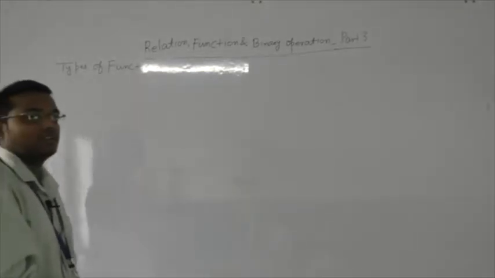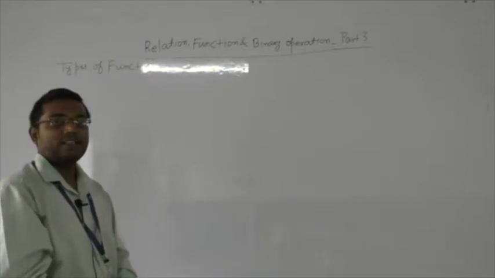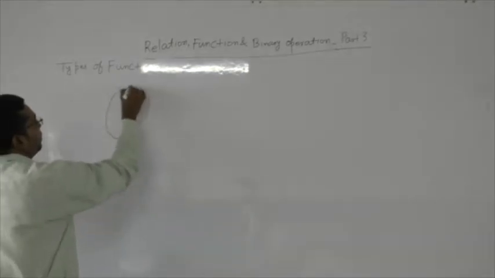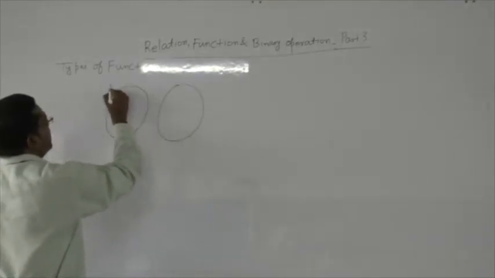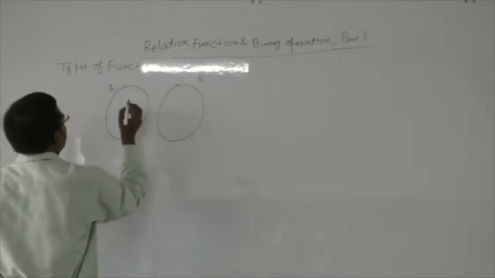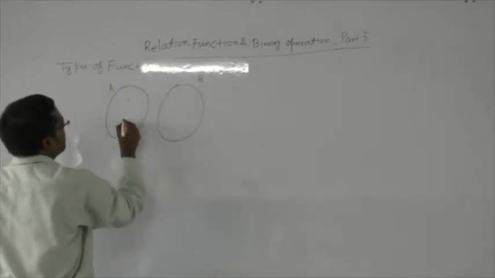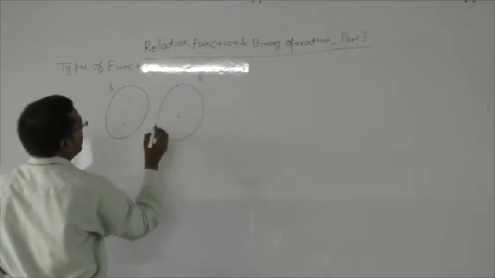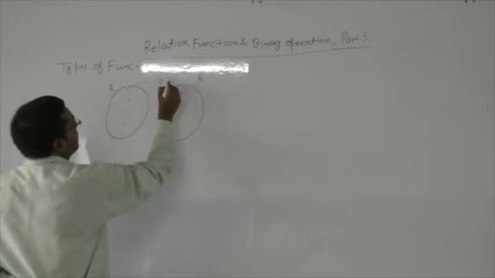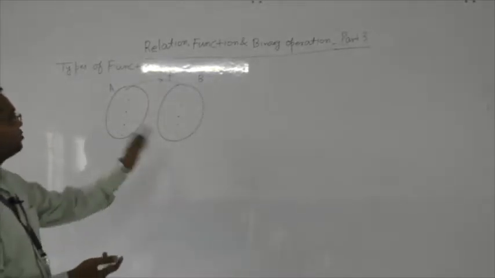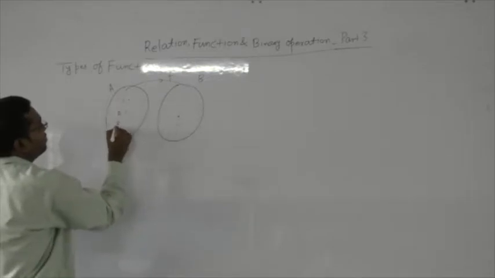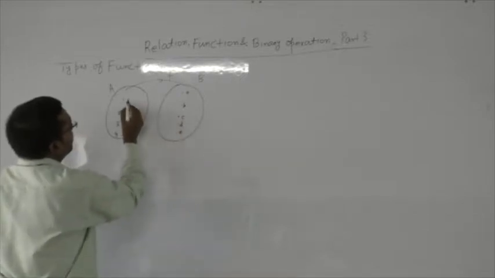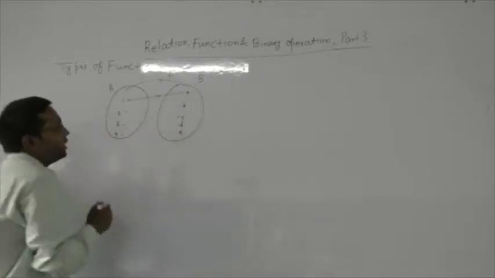The function chapter is being studied in 11th grade. I'll just give a little overview. Suppose there are two sets A and B, and here we have some elements, and in B we have some elements. Suppose there is a rule, a function defined from A to B. Suppose this is 1, 2, 3, 4, and here we have A, B, C, D, E. Suppose 1 is related to A.